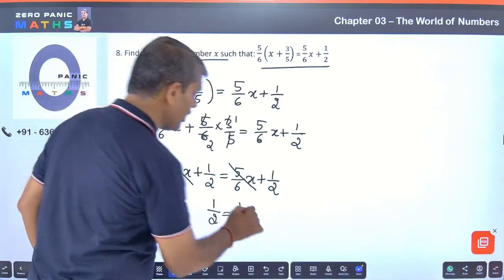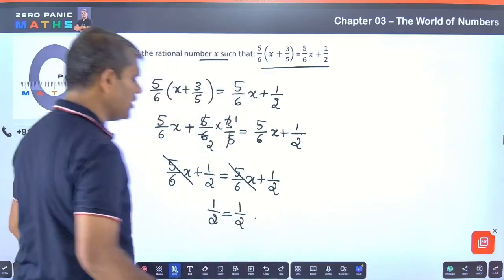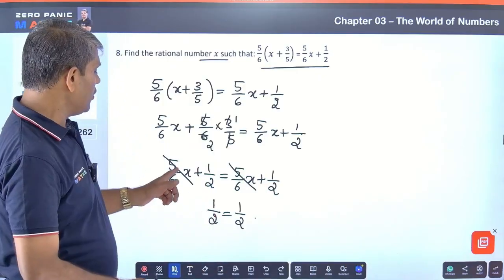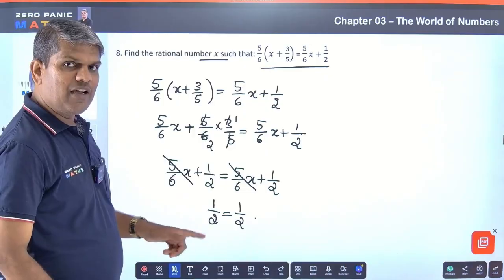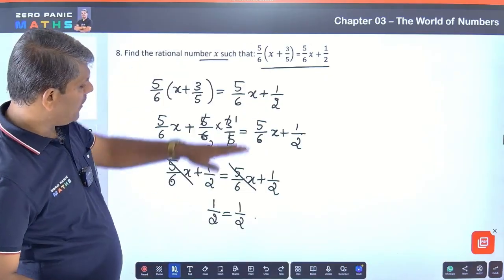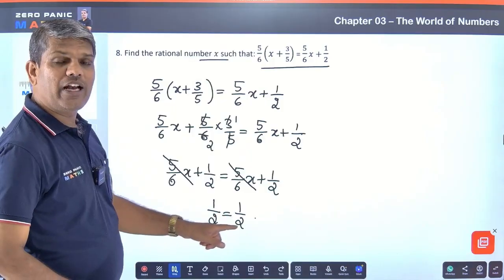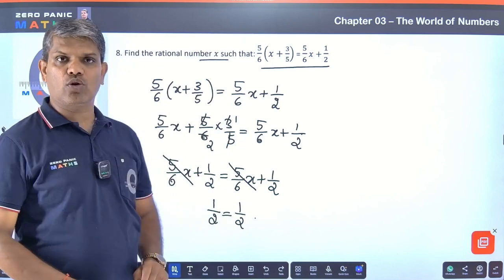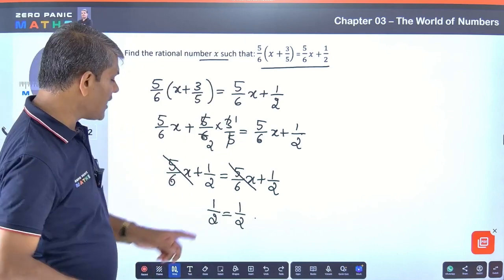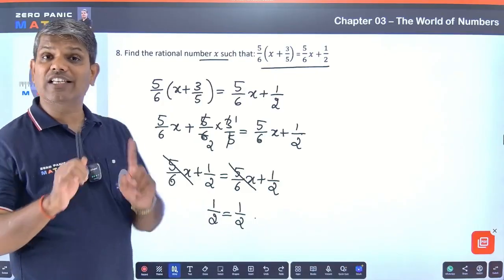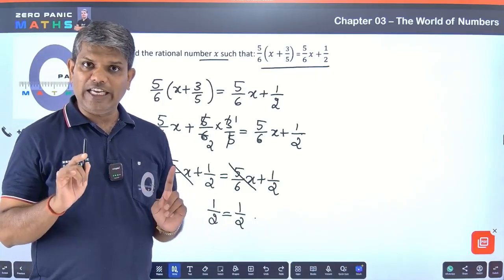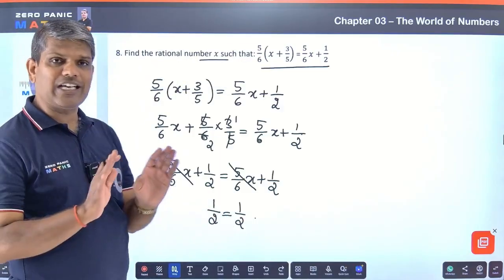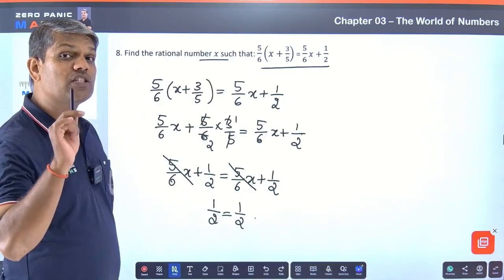Okay, so what I am trying to say here is you did not get the value of x, but you got the whole expression's value as equivalent, and that is equivalent to true. Okay, half is equal to half is true. So if you would have got half is equal to minus half, then that is false. Okay, you're getting it right. So the whole expression's value is true. You did not get the value of x, but the expression's value is true.